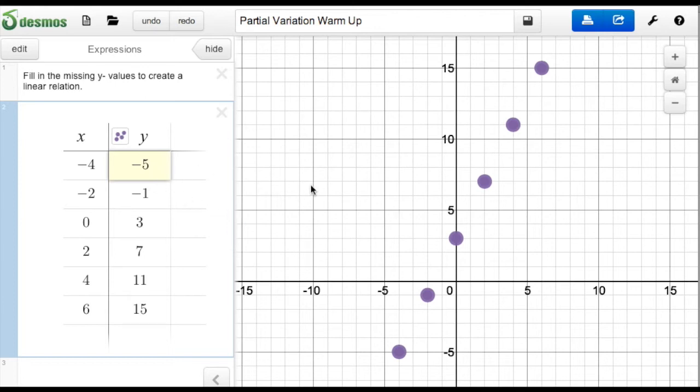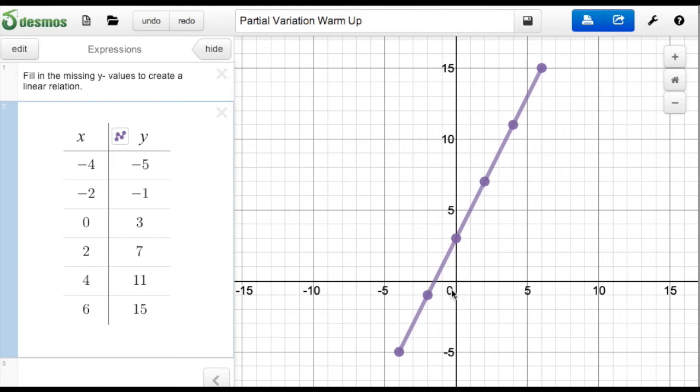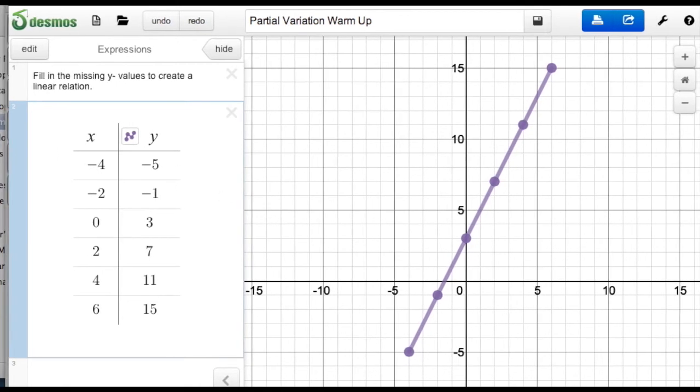Okay, now we're going to use this example to talk about partial variation, which is different than direct variation. Notice that the lines here, when connected, do not pass through the origin. They pass through some other point, in this case 3 on the y-axis. So they do not vary directly to each other. Notice that there is no constant multiple from 2 to 7, or 4 to 11, or 6 to 15. There's no number to multiply 6 by to get 15, and that same number to multiply 4 by to get 11. These two variables are not directly related, so we say that they are partially related.